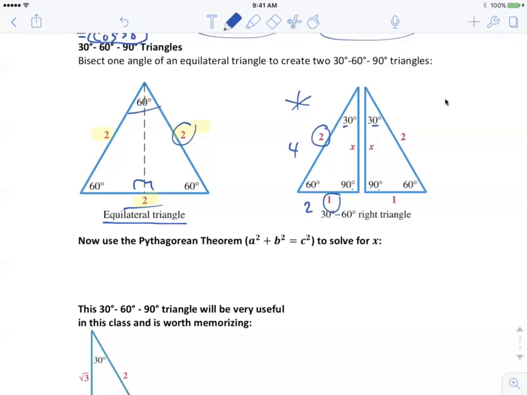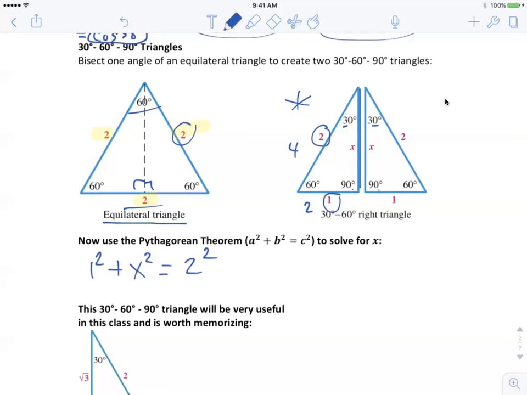Now, how about the side that's opposite the 60 degrees? This one that we have labeled X right now. We could use the Pythagorean theorem to solve for X and figure out what that value would be. Okay, so let's do it. So Pythagorean theorem, let's do 1 squared plus x squared equals 2 squared, right? a squared plus b squared equals c squared.